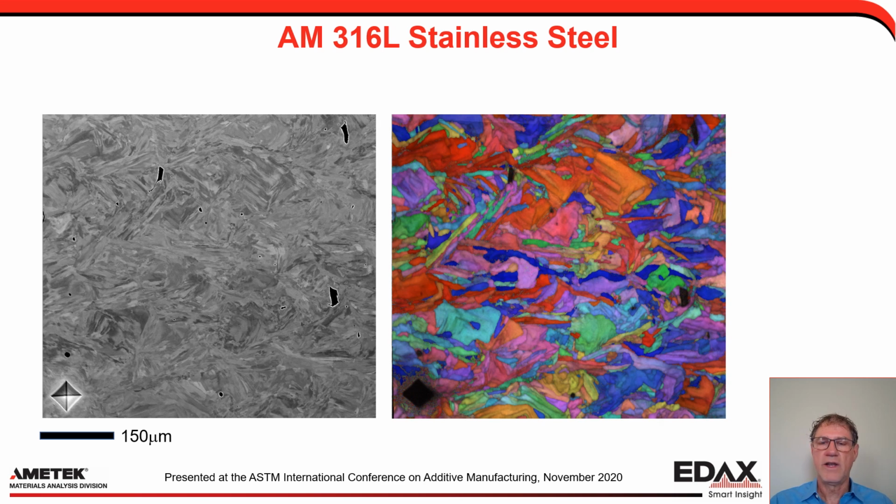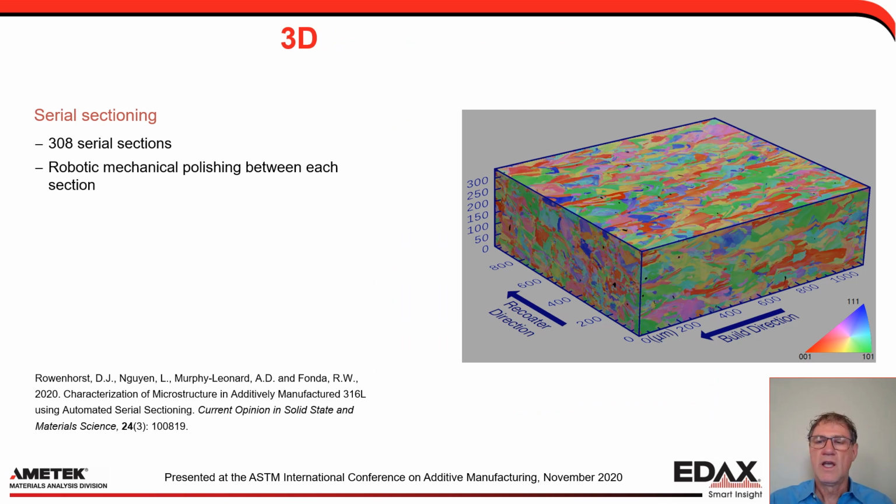You can see that these grains are not nice, simple, homogeneous shapes. They have tortuous boundaries, and it can be difficult to reconstruct what a grain really looks like. And that's especially apparent as we go into 3 dimensions. And this is work from David Roenhorst. He's done 308 serial sections. David does some terrific work using a robot to enable him to polish off controlled thicknesses. And so then he can slice through the microstructure and then reconstruct it. And as you can see here.